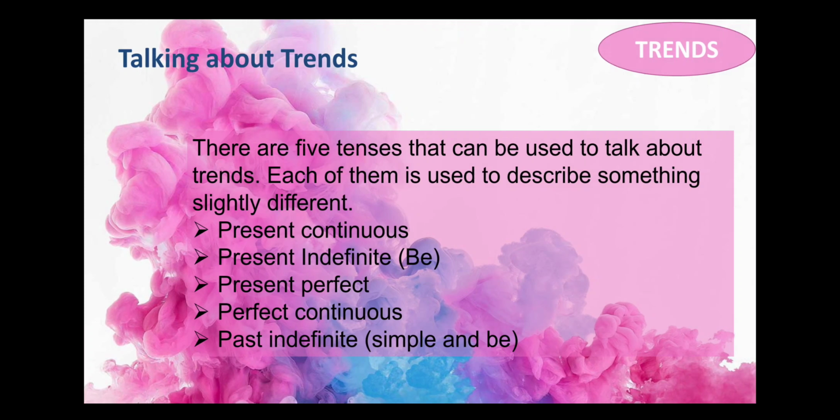Now, how to talk about trends? There are 5 tenses that can be used to talk about trends. Each of them is used to describe something slightly different. We can use present continuous, present indefinite tense, the be form, present perfect, perfect continuous, past indefinite simple, and be form.